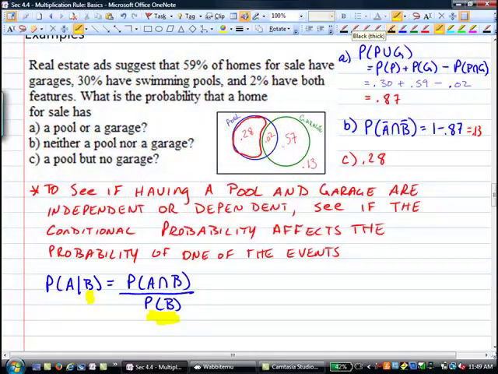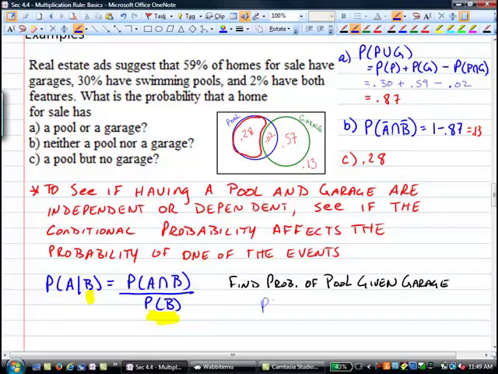Suppose I wanted to find the probability of having a pool given that I have a garage. So what I would do is I would find the probability of a pool given the condition that I have a garage. Using this formula, that means I would find the probability of a pool and a garage divided by the probability of what? What's my sample space? The pool or the garage? The garage is the condition that you're given.